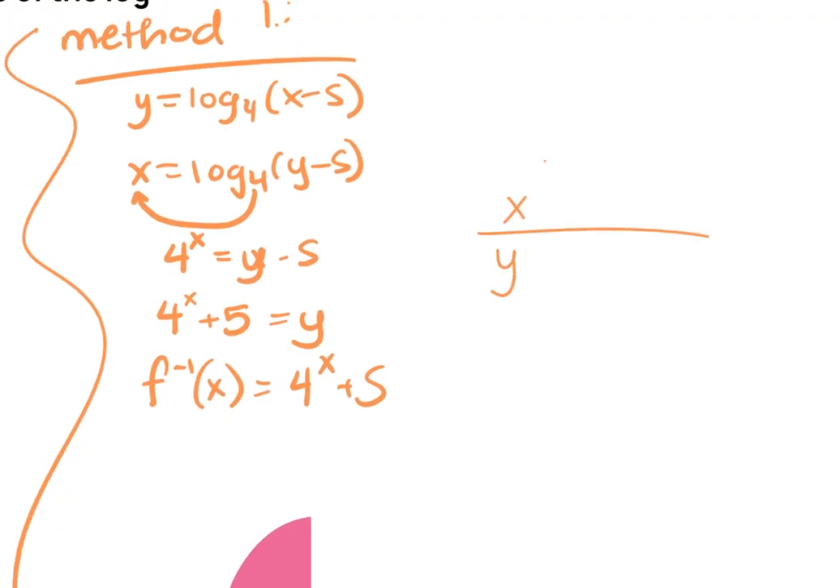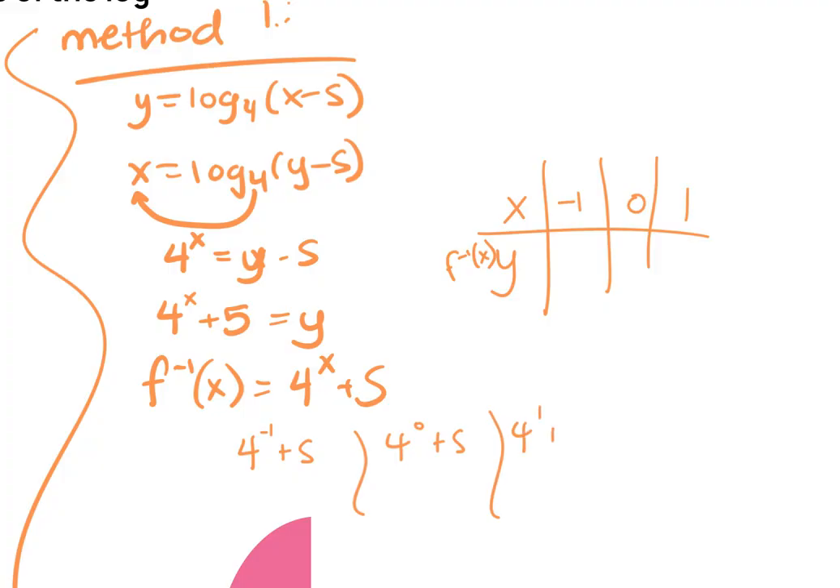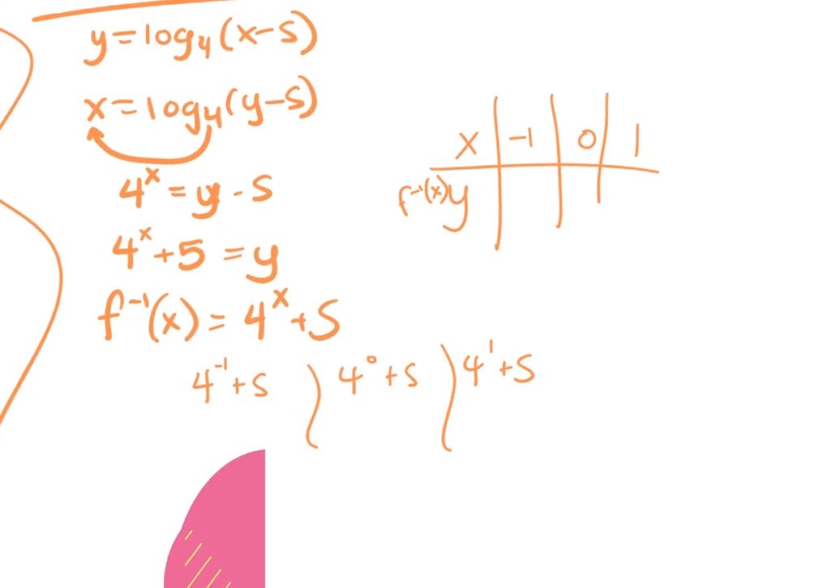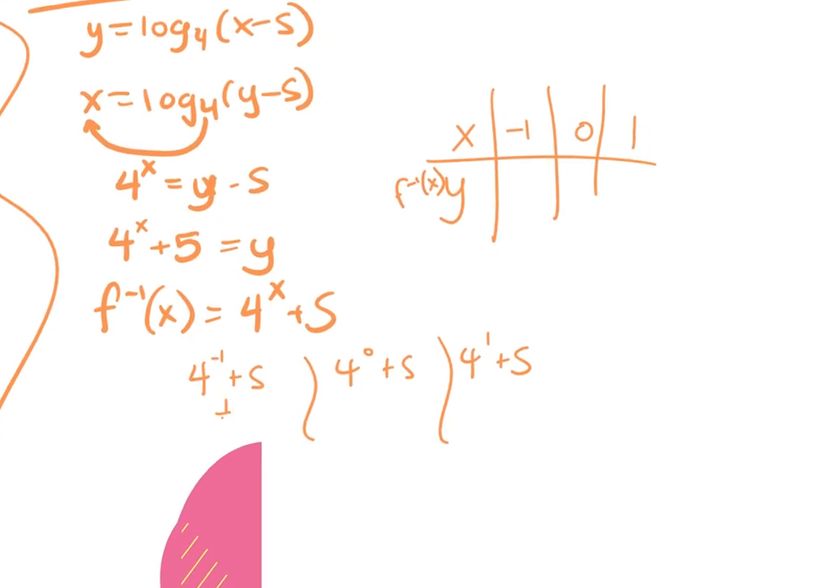Then we have to plug in. So this is really the inverse if you want to remind yourself. I'm going to plug in for x. So I'd get 4 to the negative 1 plus 5, 4 to the 0 plus 5, and 4 to the first plus 5. So I get 1/4 plus 5, which is 5 and 1/4. I get 1 plus 5, which is 6. And I get 4 plus 5, which is 9.